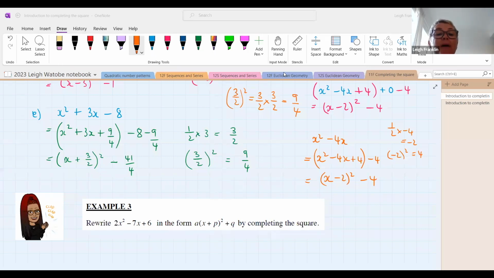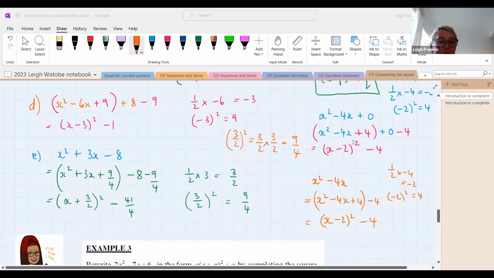So why did I change it back to 3/2? I didn't change it back to 3/2. Remember, when I'm writing it as a perfect square trinomial, what I'm doing is factorizing my trinomial. So x squared minus 6x plus 9 factorizes into x minus 3 squared, in the same way that x squared plus 3x plus 9/4 is going to factorize into x plus 3/2 squared.